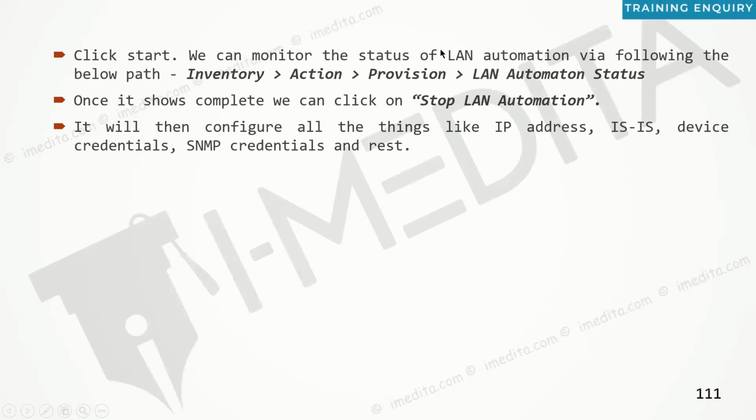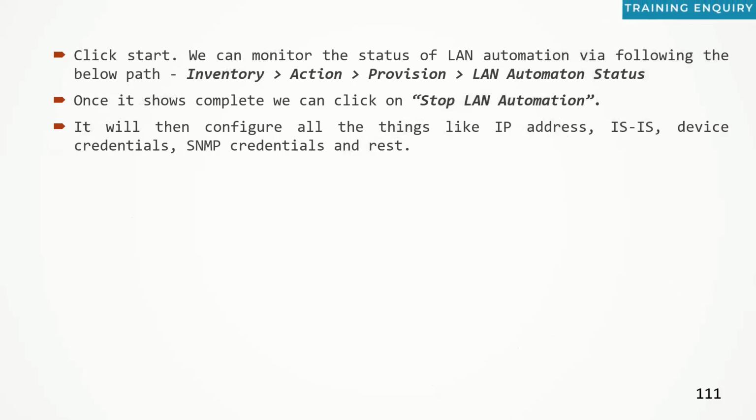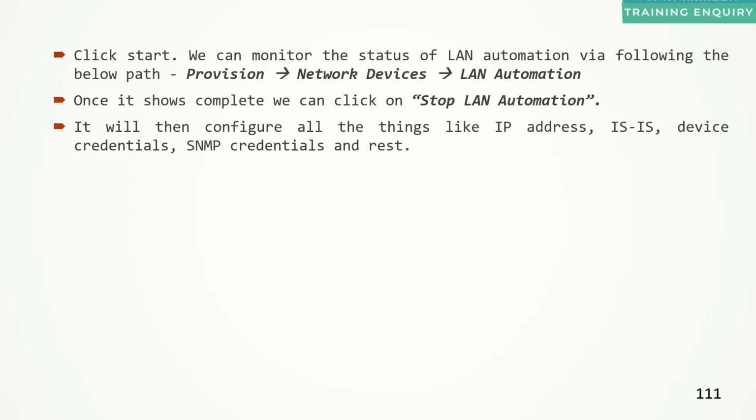Once we start, we can monitor the status of the LAN automation. Earlier, that option was also in the inventory, action, provision, but now that option has also been moved to the same location, under provision, network devices, LAN automation. We nowadays have the stop LAN automation option as well. This is also now at provision, network devices, LAN automation, and we can monitor everything that is going on in the LAN automation process right from here.